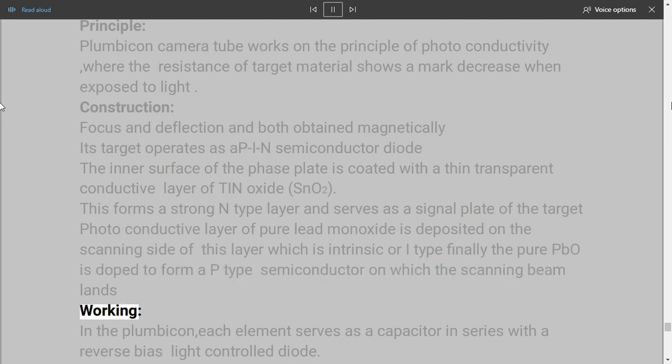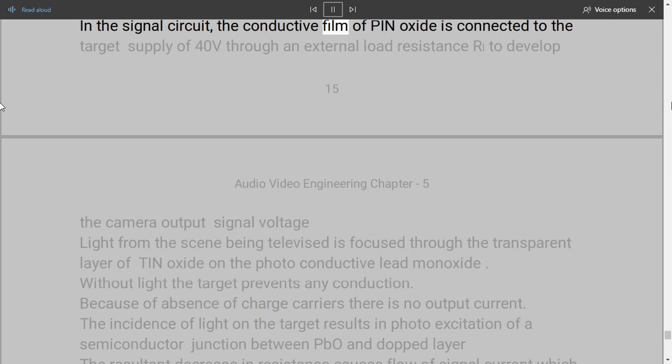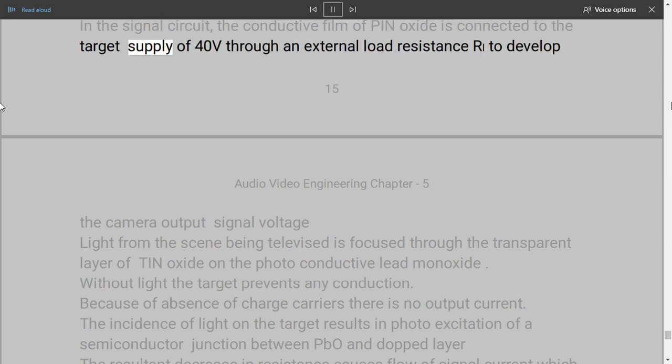Working: in the Plumbicon, each element serves as a capacitor in series with a reverse biased light-controlled diode. In the signal circuit, the conductive film of tin oxide is connected to the target supply of 40V through an external load resistance RL to develop the signal.